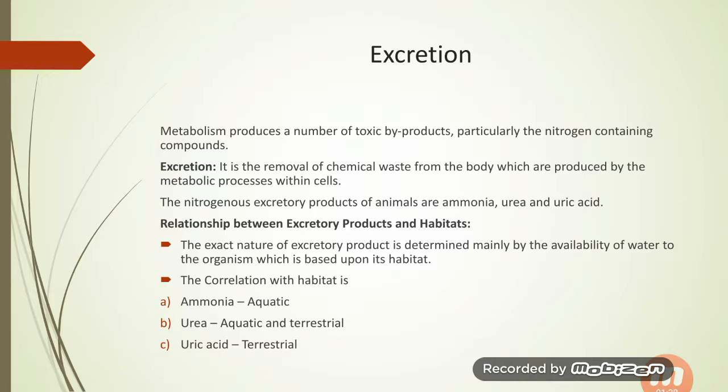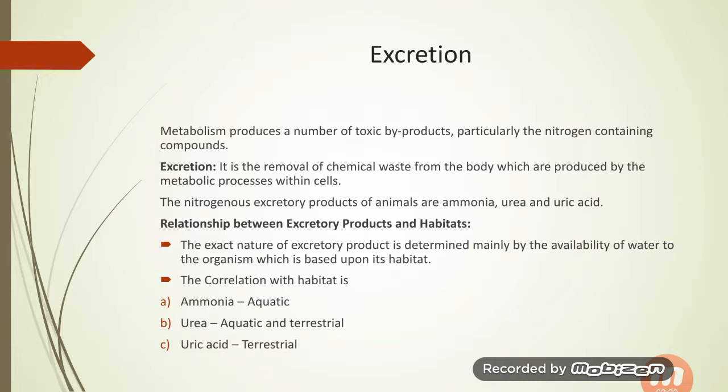So during the metabolism, a number of toxic materials are produced which are actually the byproducts of different chemical reactions, particularly the nitrogen containing compounds, as I have already told you. Now, excretion is the removal of chemical wastes from the body which are produced by the metabolic processes within the cells. And the excretion ends in the elimination of the excretory products which I have told you are ammonia, urea and uric acid.